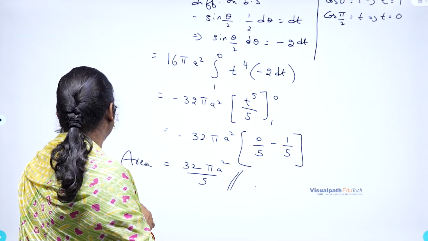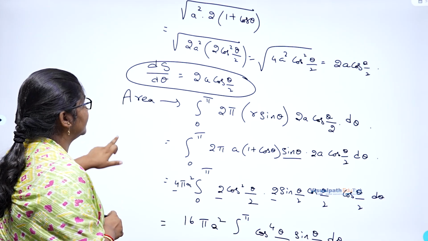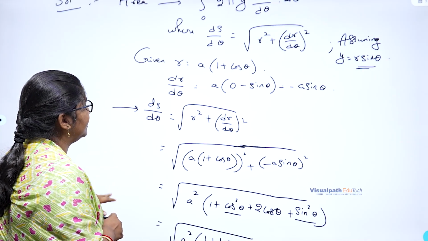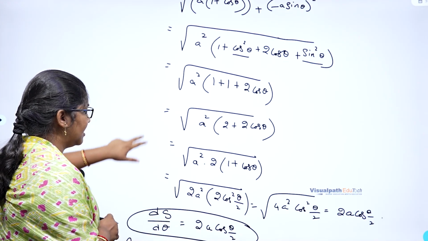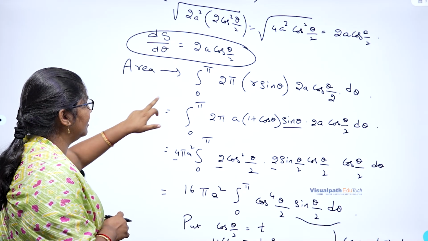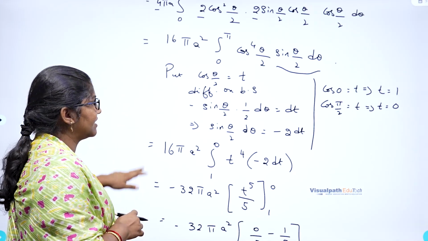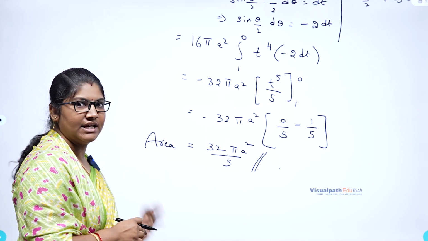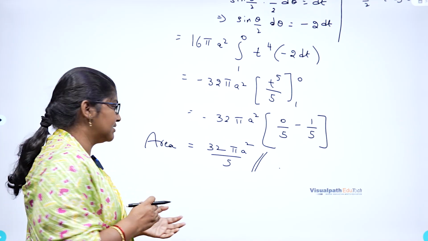You can see this problem once again. What we did: first we found dr by d theta, after that ds by d theta, after that we applied the formula. After the formula, the substitution method and changing the limits, we got the final answer. This is the third problem of areas of the surfaces.